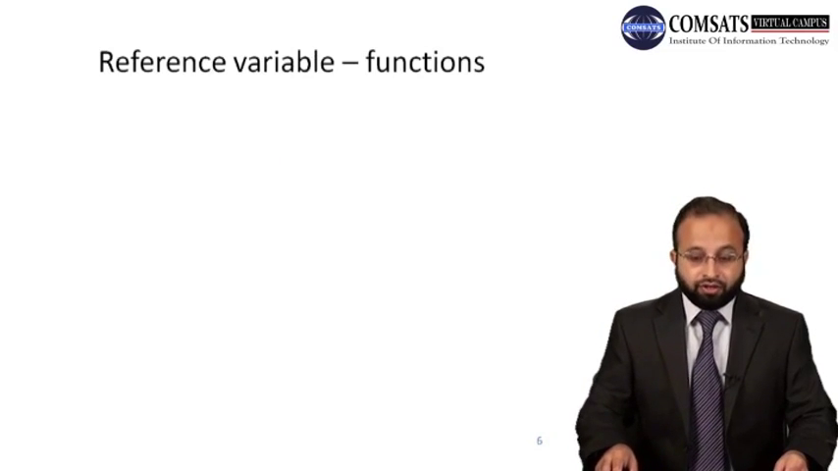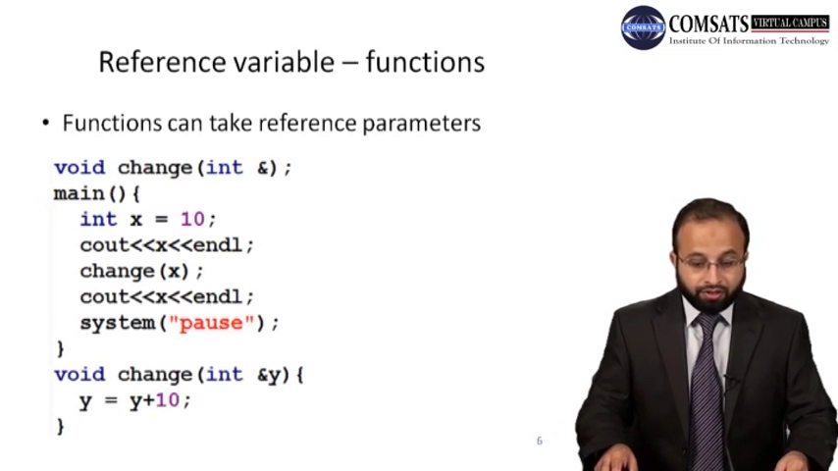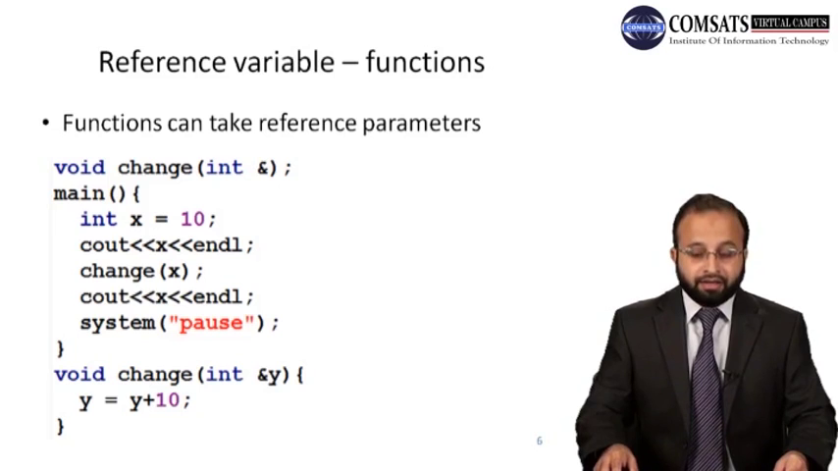Reference variable within functions. So a function can take a reference parameter as well. Consider this program. In this program we have a change function whose prototype is: the return value of that function is void, and the parameter type is a reference of integer type, reference of int type, right?